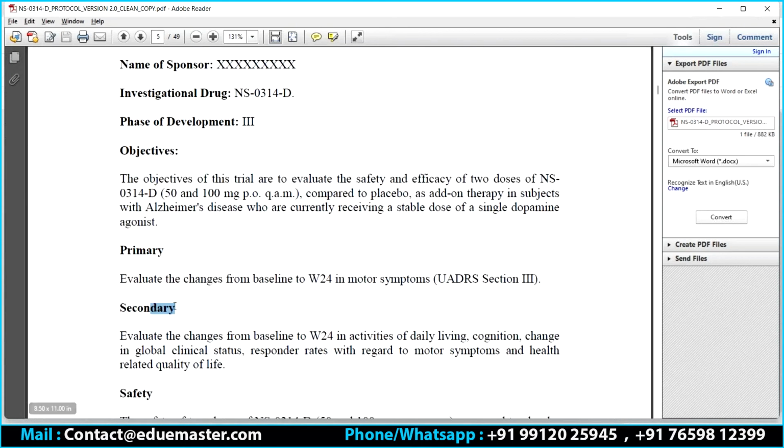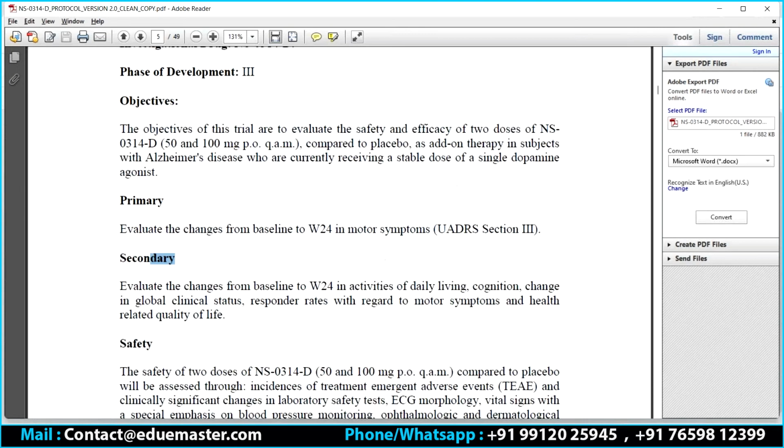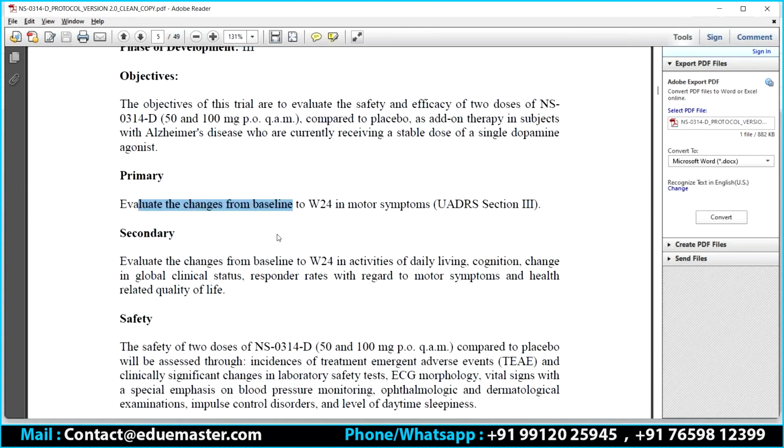Here you can see primary as well as the secondary. So for the primary and for the secondary, what I need to do is evaluate the changes from the baseline to W24 in motor symptoms. This is too deep and too much related only to this particular Alzheimer's disease. So there is going to be a baseline. From the baseline to W24, till that we are going to evaluate. Clear? The secondary objective is going to be UADRS section 3, this is another parameter. Don't go that deep into that.